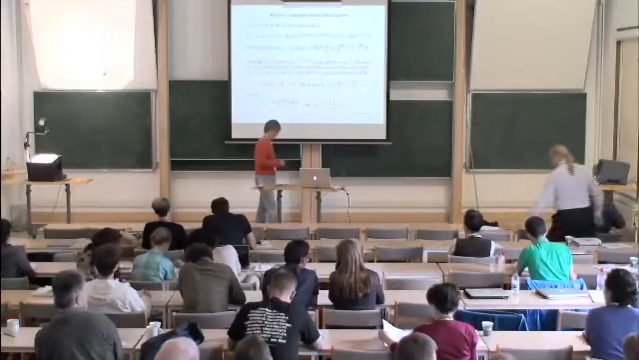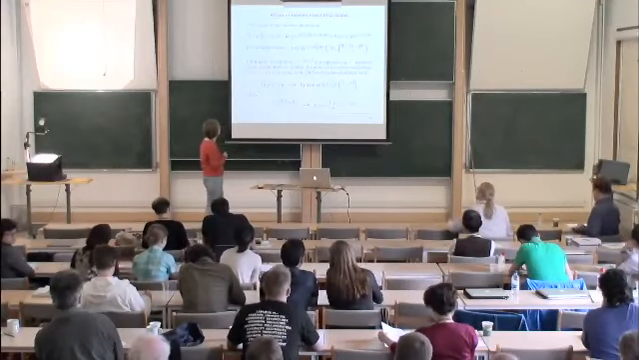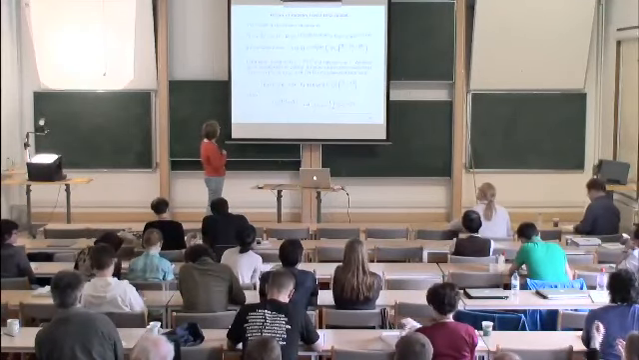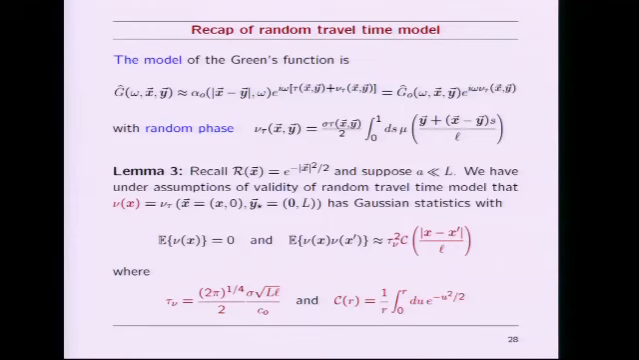All right, so I start from where I ended last lecture. To remind you, now we have the model of our Green's function. We have this random travel time correction, which is slightly more complicated because now, of course, we don't have a plane wave. But the analysis is basically the same, slightly more complicated.